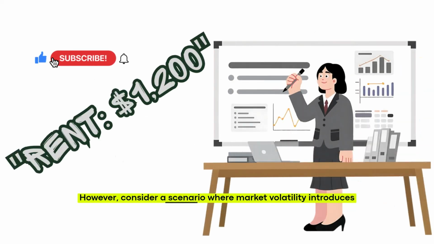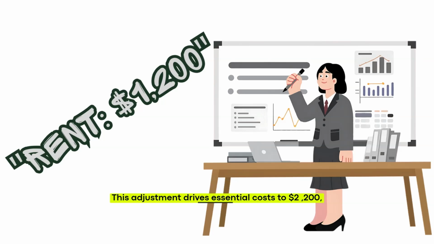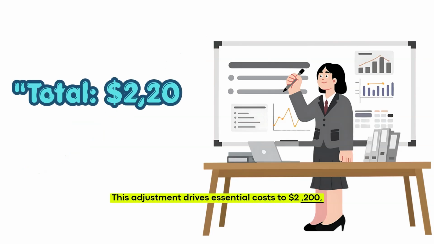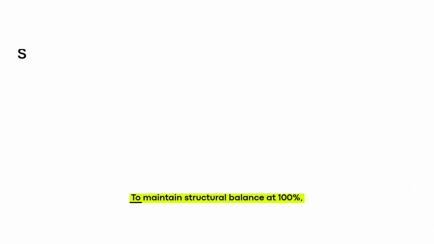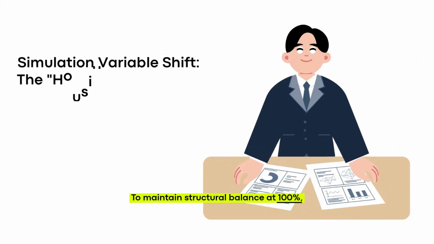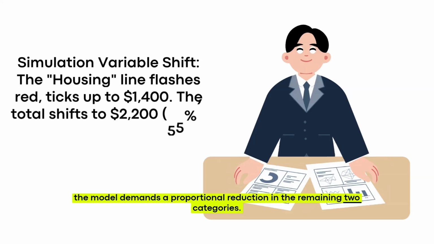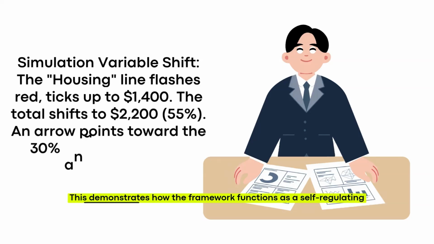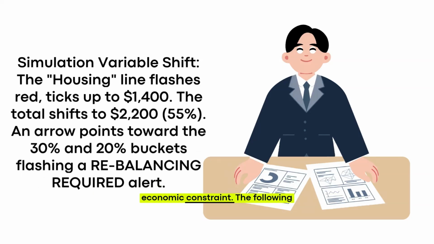However, consider a scenario where market volatility introduces a rent increase of $200 in a subsequent simulation cycle. This adjustment drives essential costs to $2,200, shifting the ratio to 55%. To maintain structural balance at 100%, the model demands a proportional reduction in the remaining two categories. This demonstrates how the framework functions as a self-regulating economic constraint.